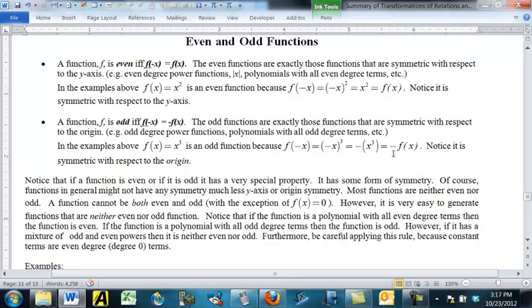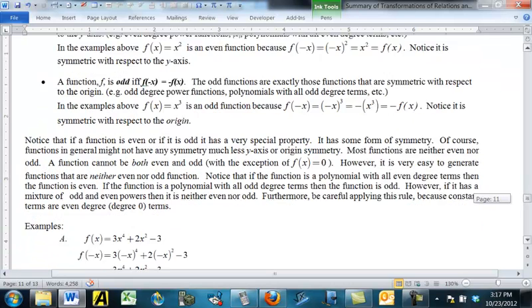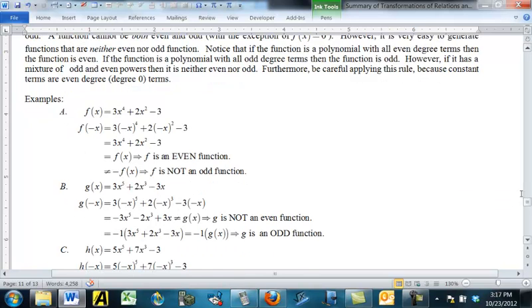A relation can have both y-axis and origin symmetry, but then it's also going to have x-axis symmetry, and it's not going to be a function unless it's just on the x-axis only. So a function, with this one exception, cannot be both even and odd, but it can certainly be neither even nor odd. Also remember one thing, that a constant function is actually even. So it's a 0 degree, and 0 is an even number.